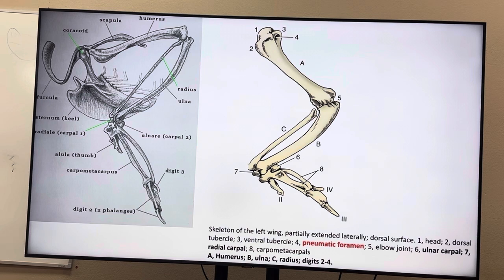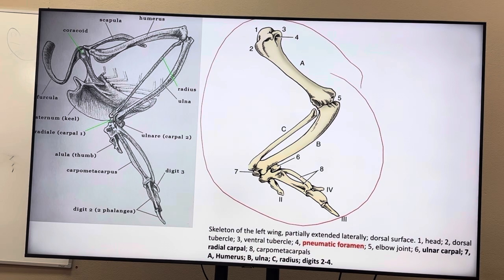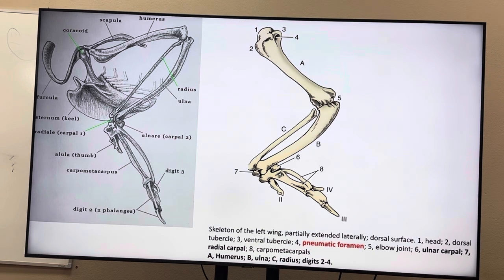The pectoral limbs, also referred to as the forelimb or the wings. So we have number 4 here, pneumatic foramen, which communicates with the clavicular air sac.